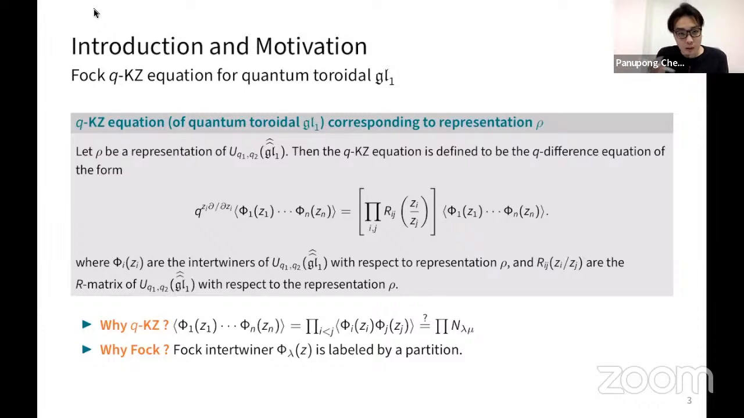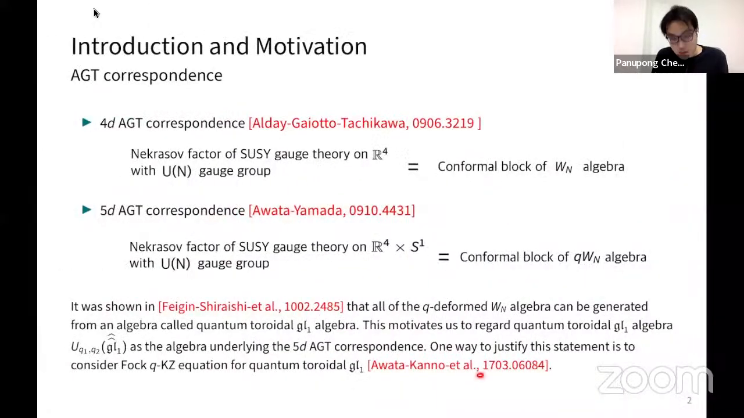And you can see that the solution of the qKZ equation is the correlation function. As usual, we can write the correlation function in terms of the product of the conformal blocks. So if we can show that the correlation function can also be written as a Nekrasov factor, then we get a certain relation between these two objects, between conformal blocks and the Nekrasov factor. So this justifies the statement that quantum toroidal gl1 algebra is the algebra which underlies the 5-dimensional AGT correspondence. And this is done in the paper by Awata and Kanno in 2017.